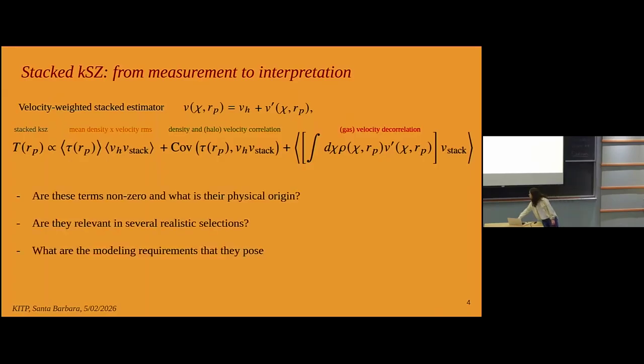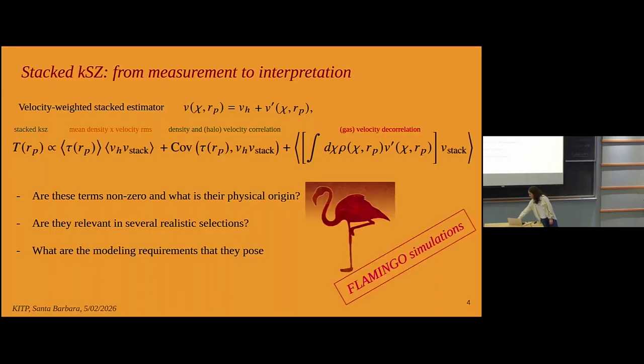So what I will do is test whether these extra terms are non-zero and whether they are relevant for several selections, and therefore what kind of challenges they pose in the modeling of the stacked kSZ. We will do this by checking Flamingo simulations, which have been presented very well. This is also work in progress, so I am open to suggestions.